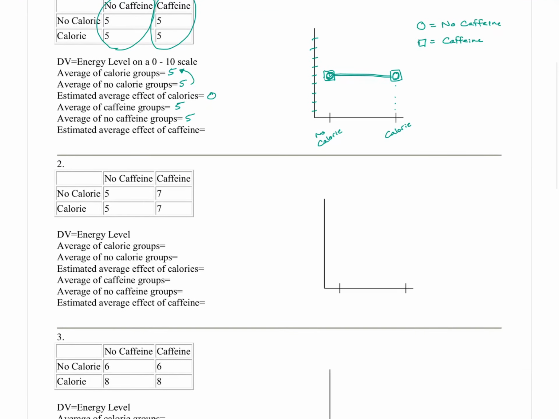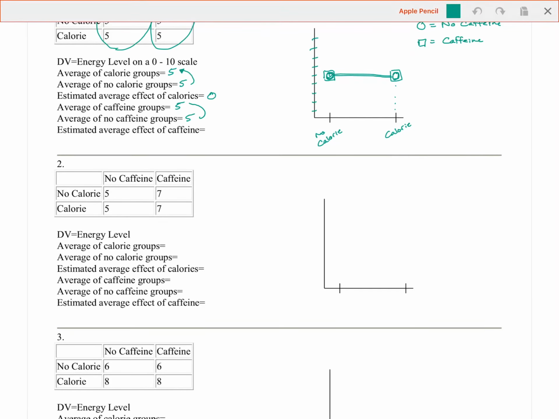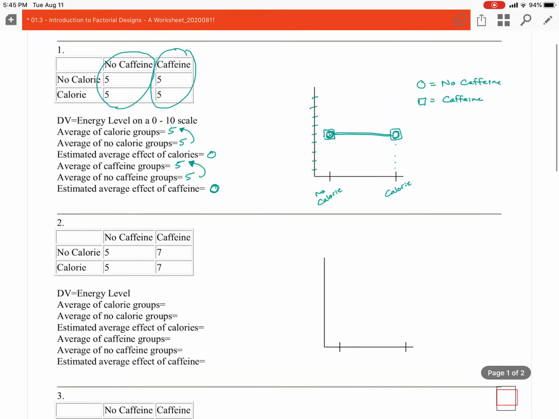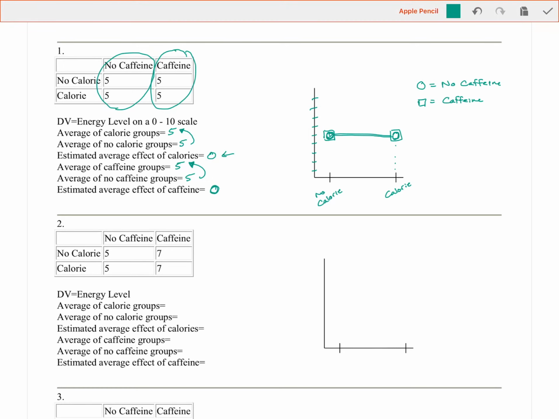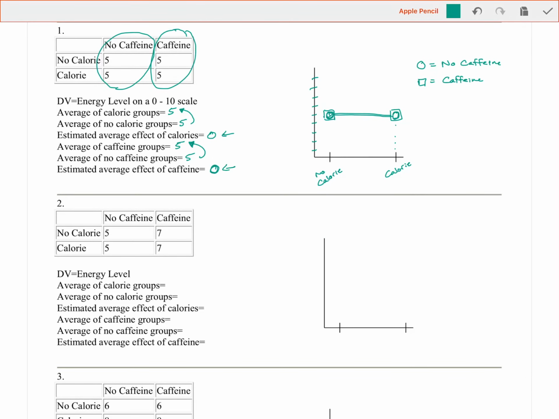So now what we want to know is what happens when we go from no caffeine to adding caffeine. How does energy level change? And it turns out it doesn't change at all. So this is an example of data that shows no overall main effects of calories, 0, and no overall main effects of caffeine, 0. Okay, let's take a look at the next one. We'll walk through the next one, and then I'll let you do the rest of them on your own.